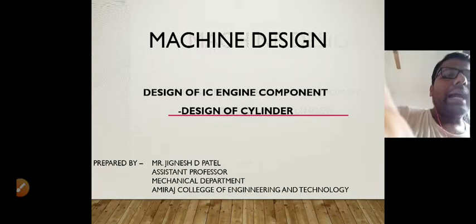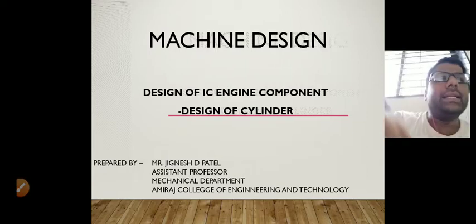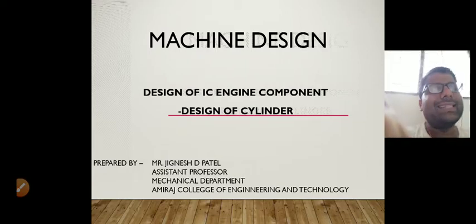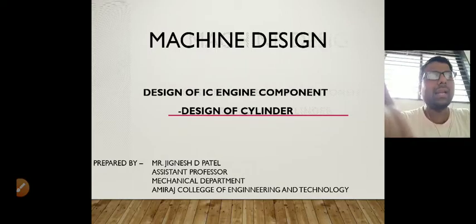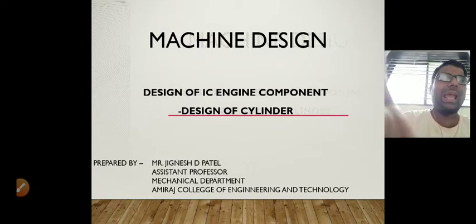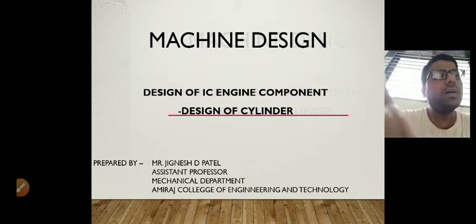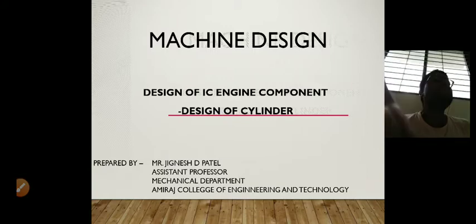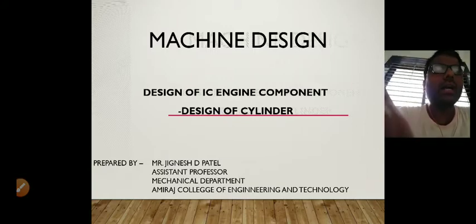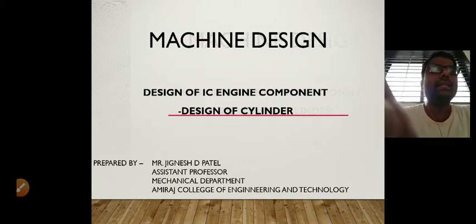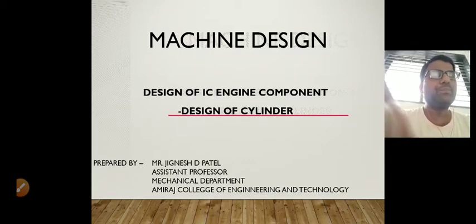There are various kinds of components in the IC engine, like piston, cylinder, connecting rod, crankshaft, camshaft, and piston rings, right? But we are going to study the cylinder. The first component of the IC engine is the cylinder.